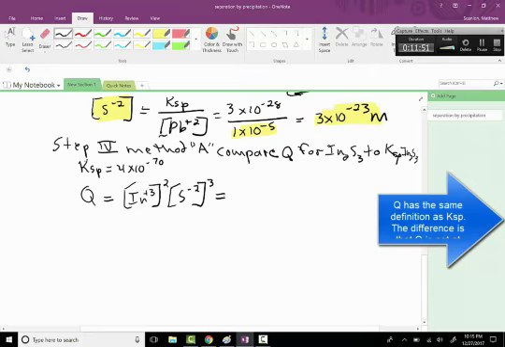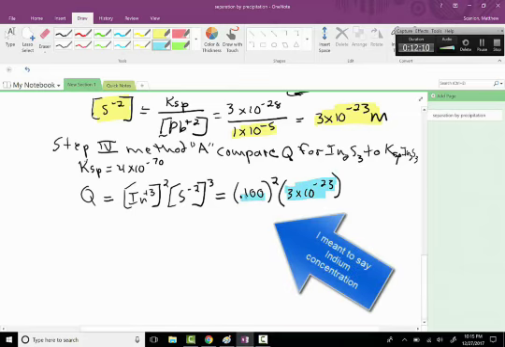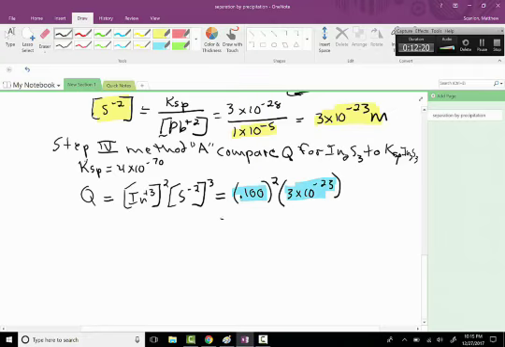And I know the concentration of indium I have in there right now, 0.100 molar, and I square that. And the sulfide is 3 times 10 to the minus 23rd. This is the sulfide concentration that gets rid of all the lead. This is the lead concentration if none of it's precipitated. Now, in this case, I get Q equal 2.7 times 10 to the minus 70th.